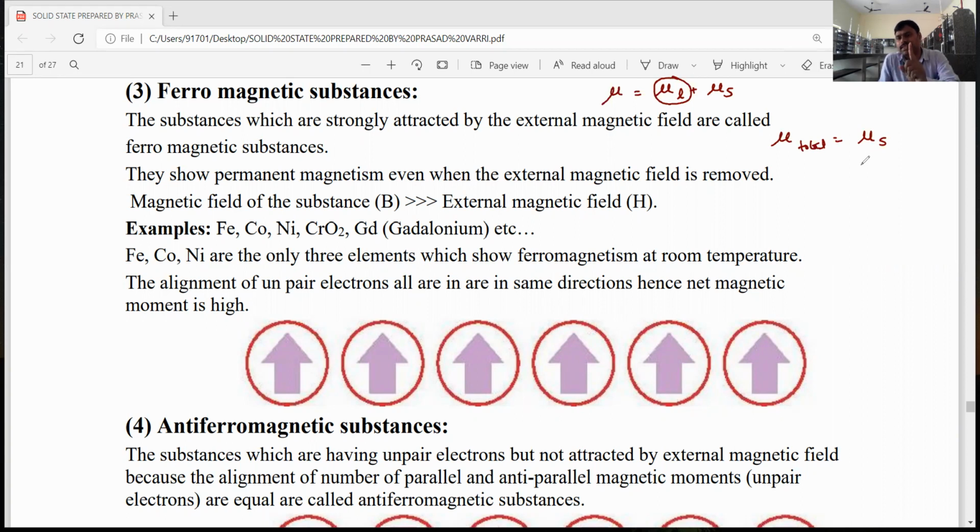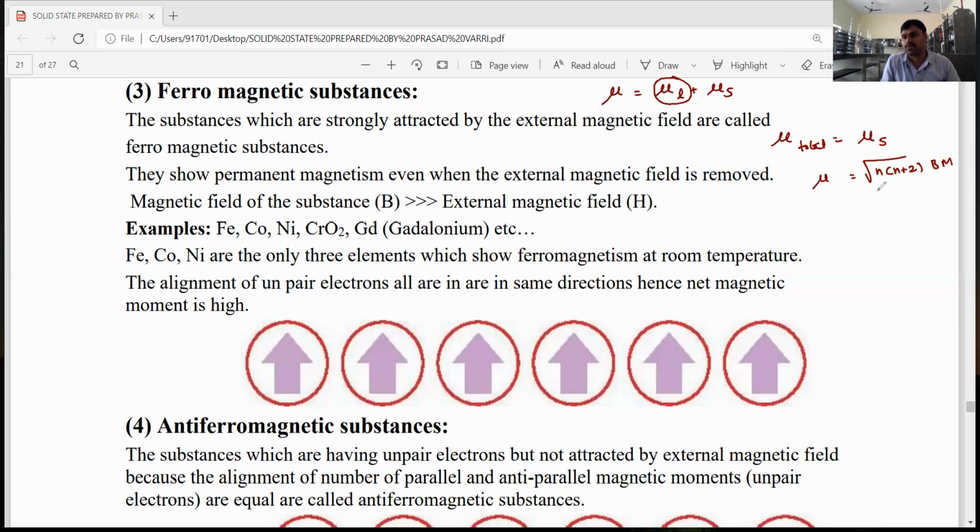If an electron is present in parallel or anti-parallel, its spin value is plus or minus half. Then, if the total number of unpaired electrons is n, the total magnetic moment is √(n(n+2)) Bohr magnetons. Okay, dear students, so this is the magnetic moment calculation.